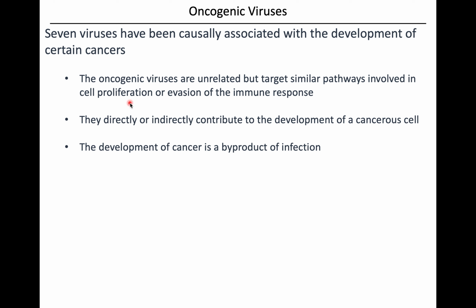So for any of these viruses, we could say that they either directly or indirectly contribute to development of cancer. And if it's direct, we would say the virus actually encodes some proteins in its genome that help drive the formation of cancer, whereas indirect would be more the chronic inflammation type route that I mentioned.